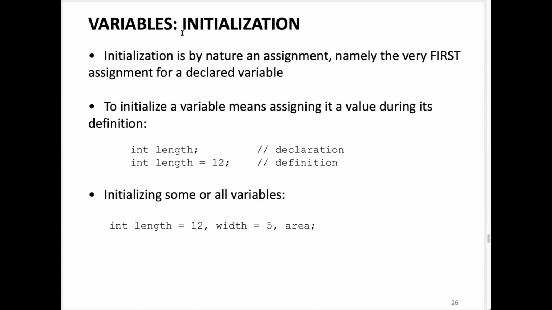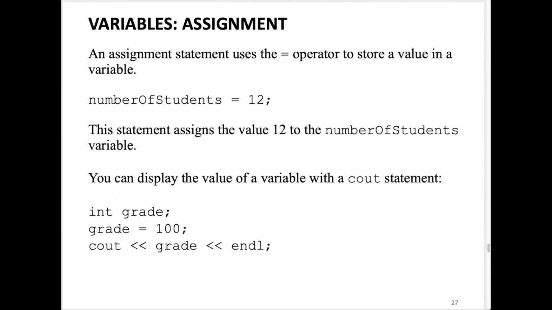Here's another part about initializations. You can have them all inline like this, or you can do it separately. You can actually chain them. This could be pretty long. This helps so that you don't have to keep writing integer length, integer width, integer area, and so on and so forth. Only two variables are initialized, and the other one is uninitialized.